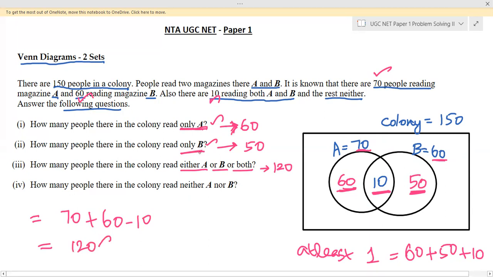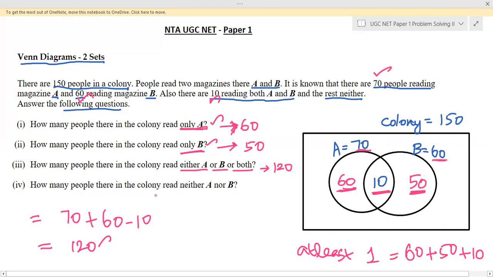So whatever approach, you can get the answer for the third question. So you can either go for the disjoint values, 60 plus 50 plus 10, 120, or otherwise with the initial values also, 60 plus 70 minus 10. You can still get the answer. Yes, fine. And there's one more question left to us.